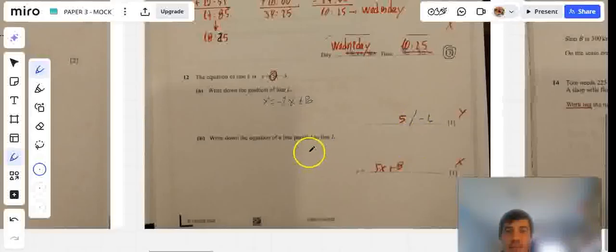A parallel line means that it's a line that has the same gradient. It has the same gradient because the gradient is 5. And then you have to choose another y-intercept, another value. Instead of -3, I choose 8. So this is a parallel line. Why? Because it has the same gradient, but a different y-intercept, a different value for the number that doesn't have the x.